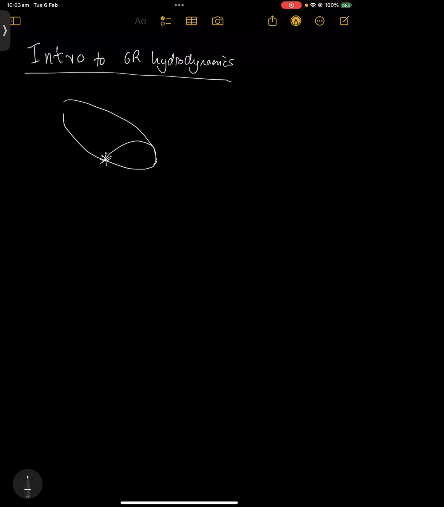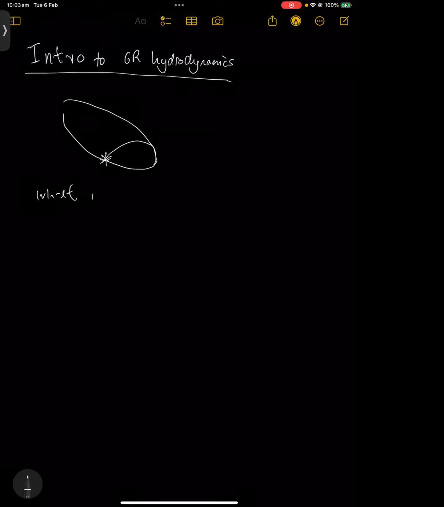Also, we've got speeds moving close to the speed of light. So the question is, what's different? So what is different? Sorry, my pen just has a few issues. So what is different when velocity goes to the speed of light?